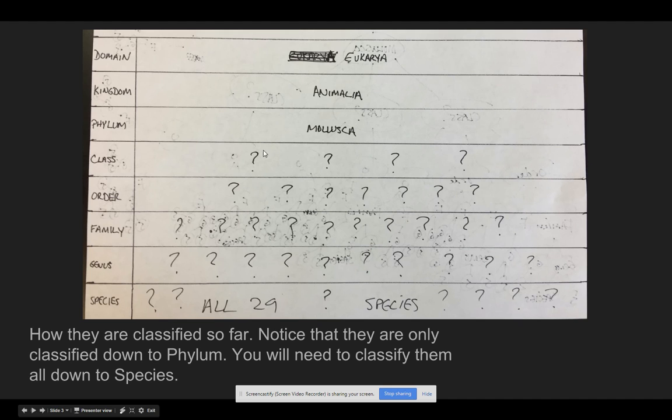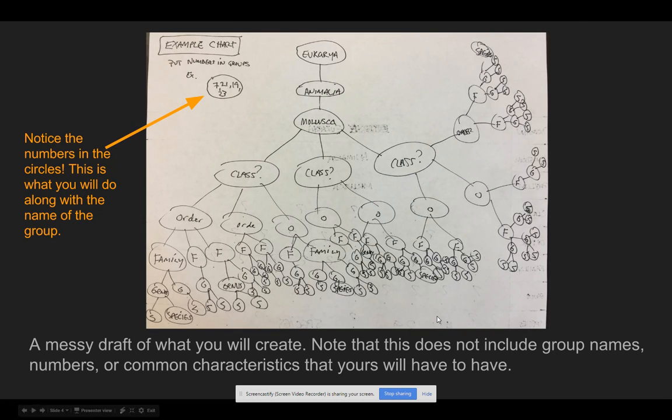At the class level, you may have 2 classes, 3 classes, 4 classes, 5. That's up to you. Orders, how many are up to you, how many families you break it up into, how many genuses you break it up into is all up to your choice. But then by the time you have species, they need to be 29 individual species. So it might look like this. And this is a quick sketch. I abbreviated with letters, I put down O for order and F for family and G for genus because I was in a hurry.